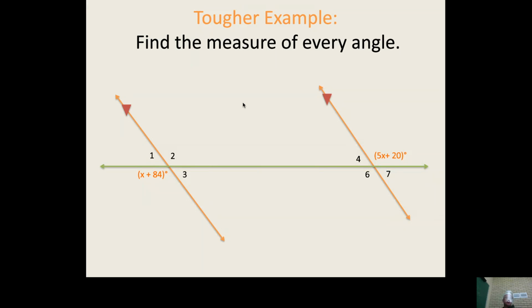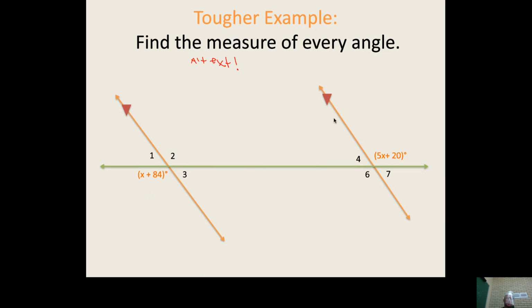This will be the final video for our section 3.2. We need to find the measure of every angle. So they give you these angle measures here as expressions. The first thing you need to do is classify those angles. These are alternate exterior angles.